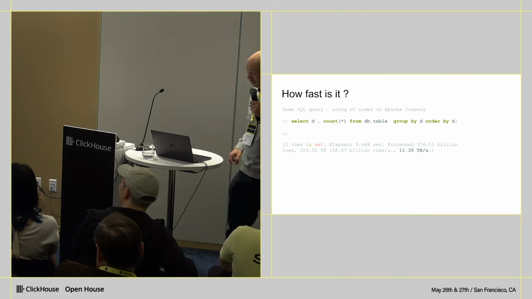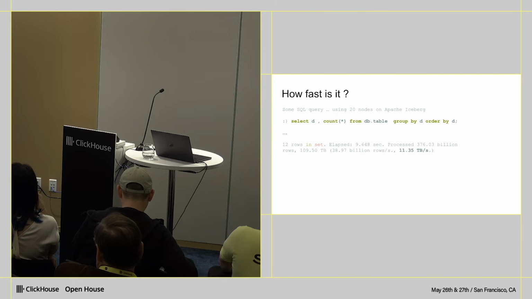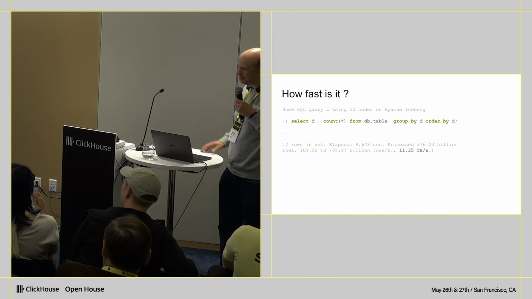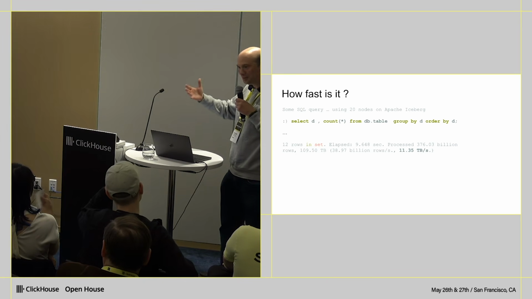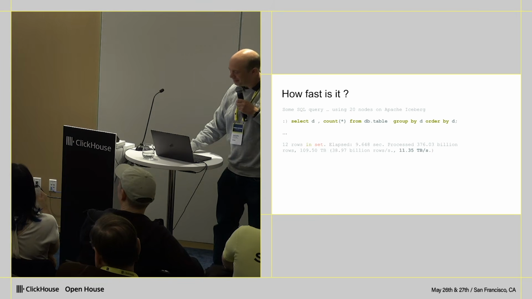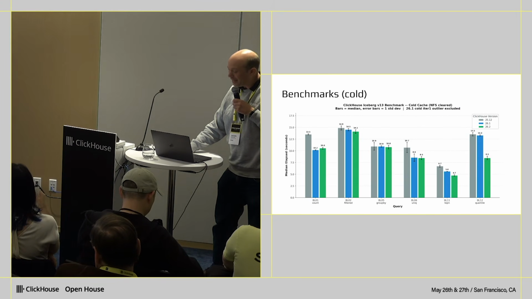The funny thing is that the 11.3 terabytes per second looks a bit too high. So we went to the bottom of this, and our agent spoke to GitHub and the ClickHouse agent said, yeah, it's a bug, and here's the fix. So that's going to be fixed in the next release.